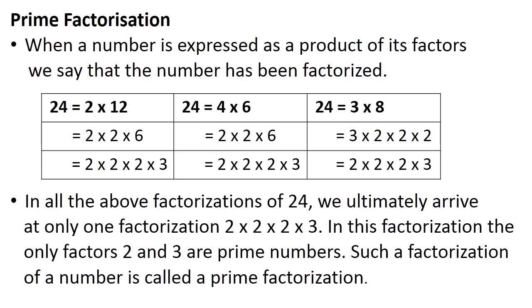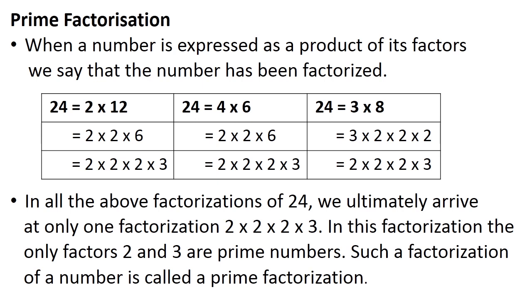Prime factorization. When a number is expressed as a product of its factors, we say that the number has been factorized. Thus, when we write 24 is equal to 2 multiplied by 12, we say that 24 has been factorized. This is one of the factorizations of 24.